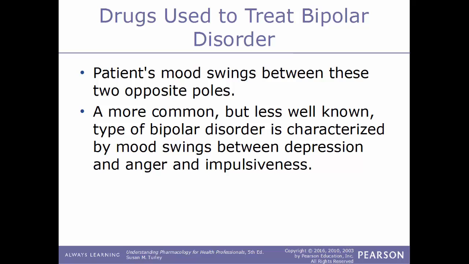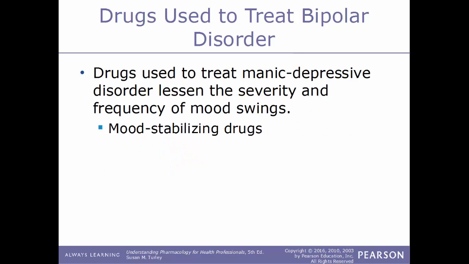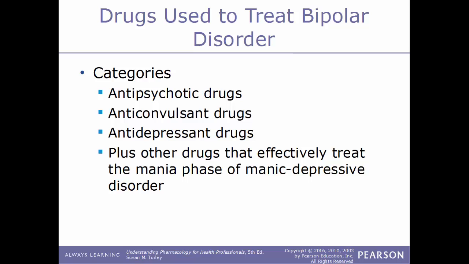So a patient who has bipolar disorder, their mood will go from both extremes, from the very manic, very high end of the spectrum to a very low, very depressed stage. Now, a more common but less well-known type of bipolar disorder is characterized by mood swings between depression and anger and impulsiveness. Drugs that are used to treat manic depressive disorder lessen the severity and frequency of these mood swings. So these are called mood stabilizing drugs. And these drugs can come in different categories, such as antipsychotics, anticonvulsants, antidepressants, and plus other drugs that effectively treat the mania phase of the manic depressive disorder.